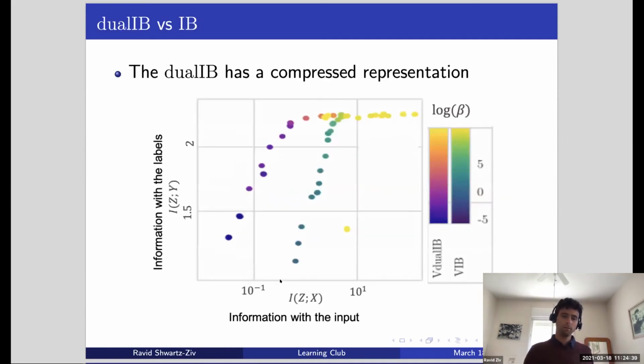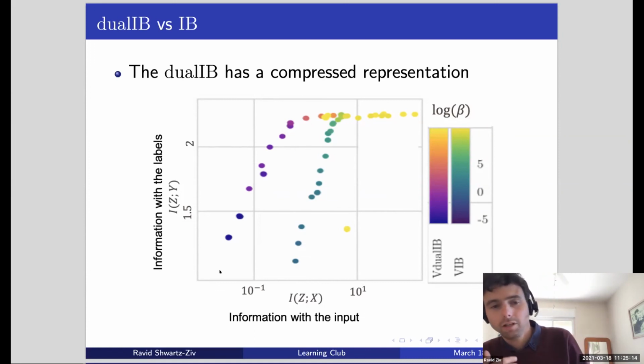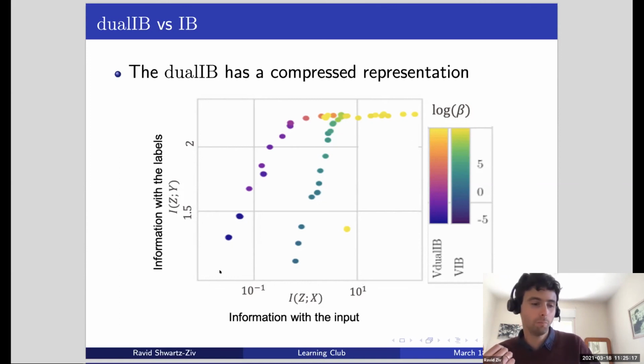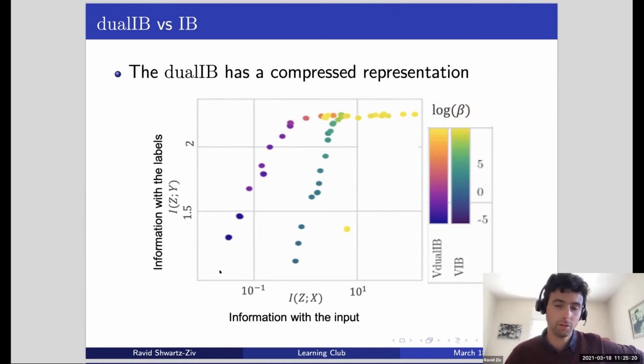Here we compare the two models, the variational dual IB and the variational IB. This is the information plane. The X-axis is the information with the input, the Y-axis is the information with the labels, and the different colors are different values of log beta. Remember, we train a network with a specific value of beta. As you can see here, at least in the variational case, the dual IB is much more efficient and has a more compressed representation compared to the variational IB.